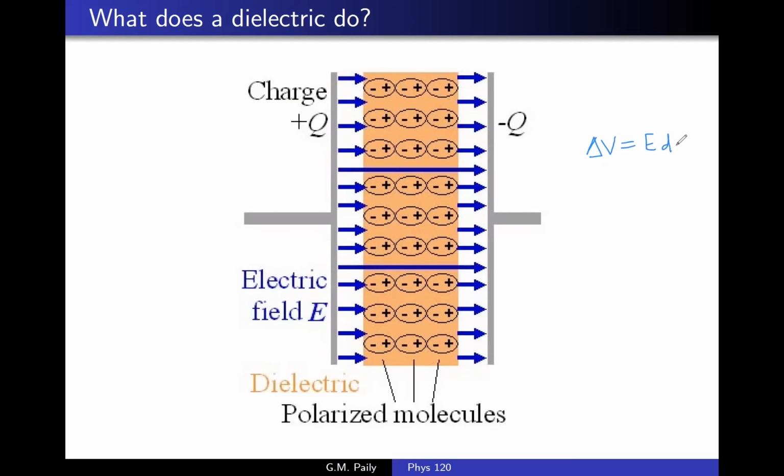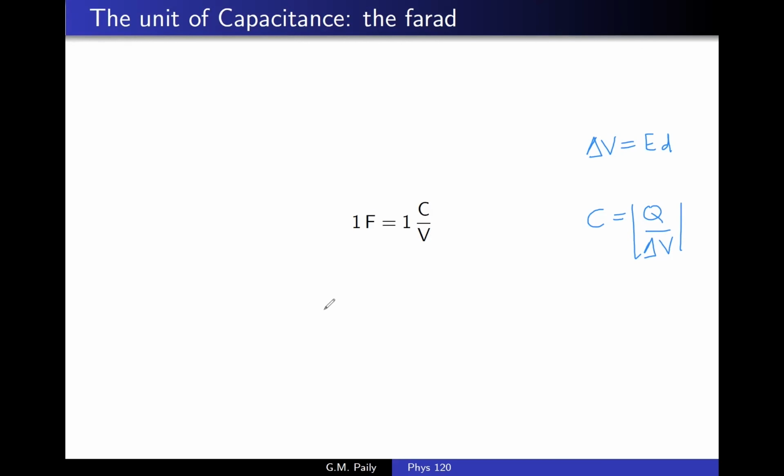We know that in the context of this parallel plate capacitor, delta V is equal to E times D. Since the magnitude of the electric field has decreased, delta V will decrease. And since C is equal to Q over delta V, that means that the capacitance has increased. So the better a dielectric is at reducing the electric field, the greater an effect it will have on the capacitance.